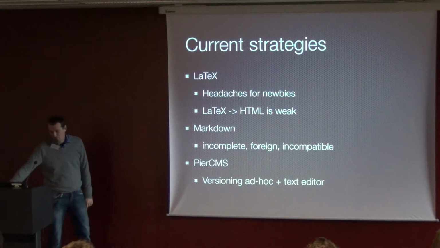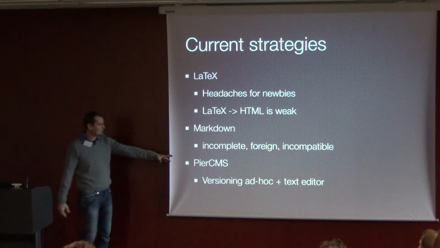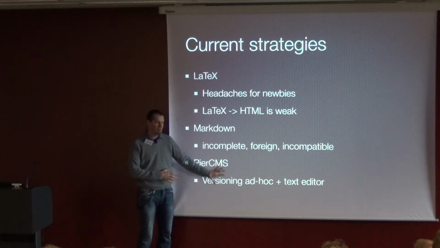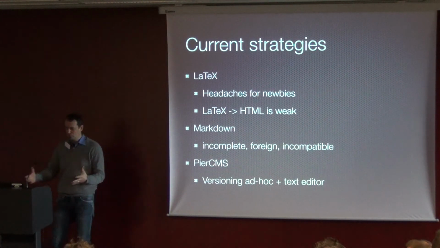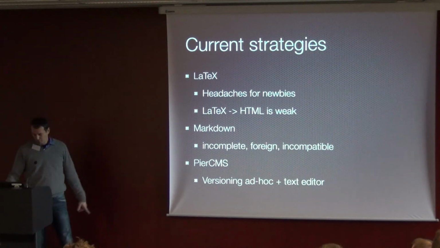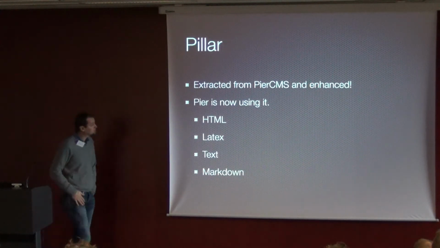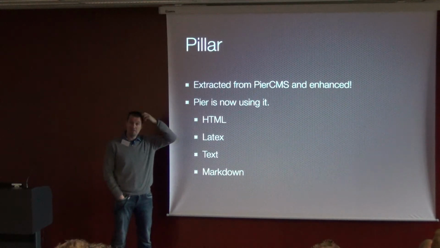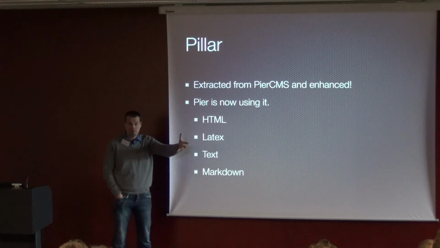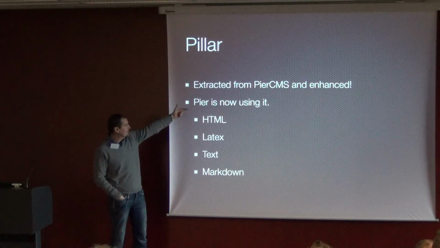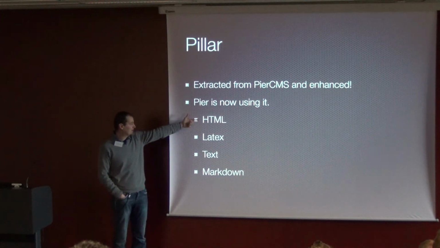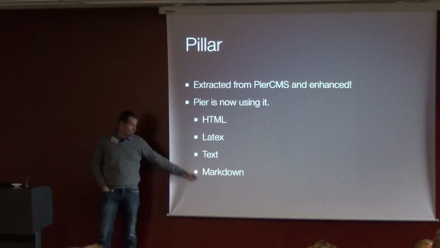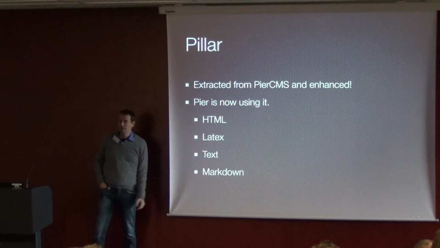So what we did is that we said, okay, let's extract a component model from the document, with a parser and everything that goes together, from Pier, that we call Pillar. And in fact, we push it back into Pier, so this means that if you use Pier right now, you use Pillar. And we have a visitor that can generate HTML, LaTeX, text, Markdown. If one of you wants to do EPUB, you can.